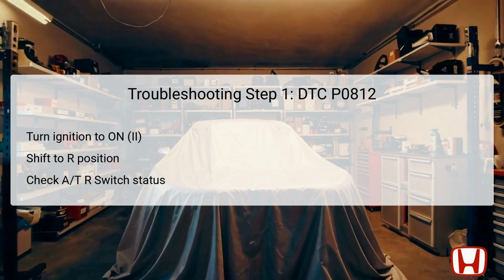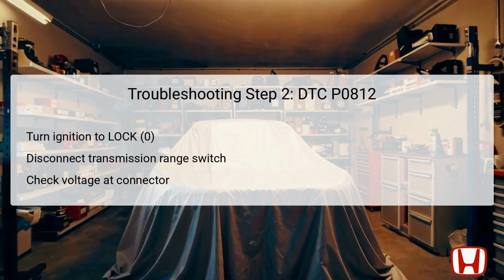If the ATR switch indicates on, it points to an intermittent failure, suggesting the electrical circuit may be temporarily operational. Conversely, if the switch does not register as active, it's necessary to proceed to the next step for further investigation. This initial process establishes a foundation for identifying underlying issues affecting the transmission range switch operation.